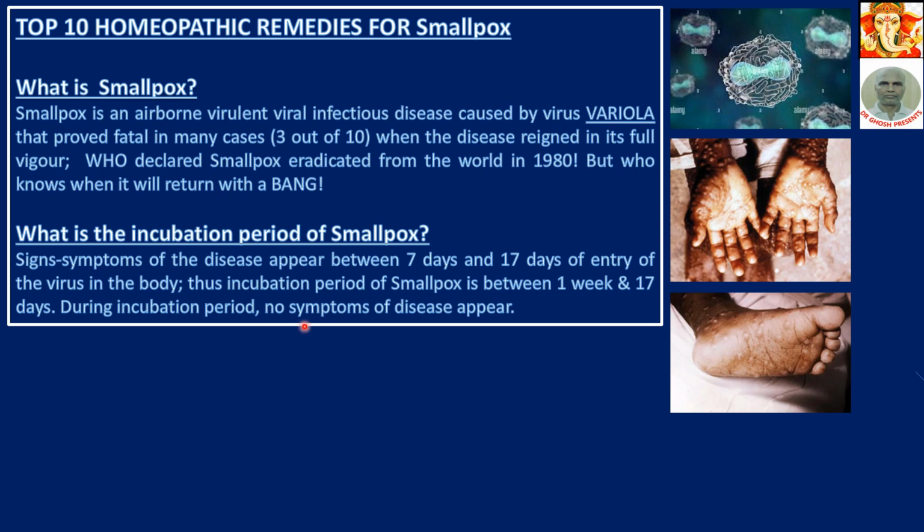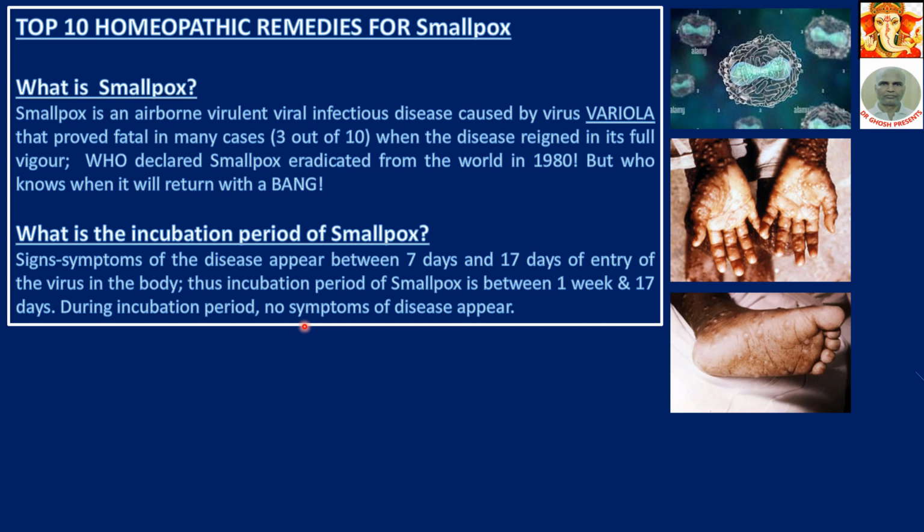Top 10 homeopathic remedies for smallpox. What is smallpox? Smallpox is an airborne virulent viral infectious disease caused by the virus Variola that proved fatal in many cases, 3 out of 10. That is, there are 3 death cases out of 10 patients.